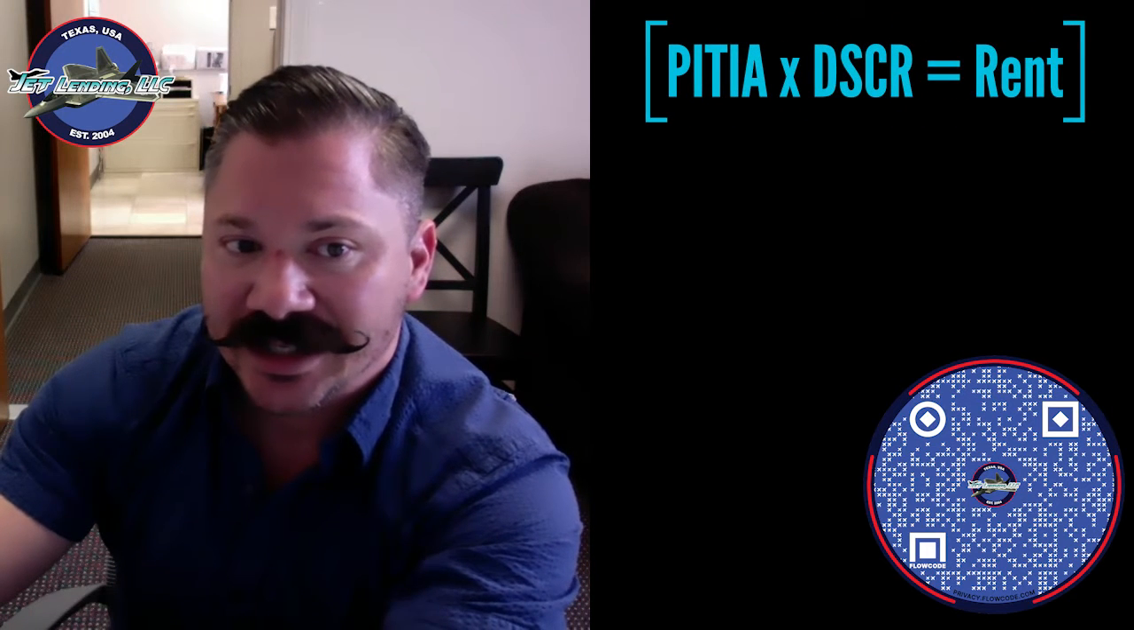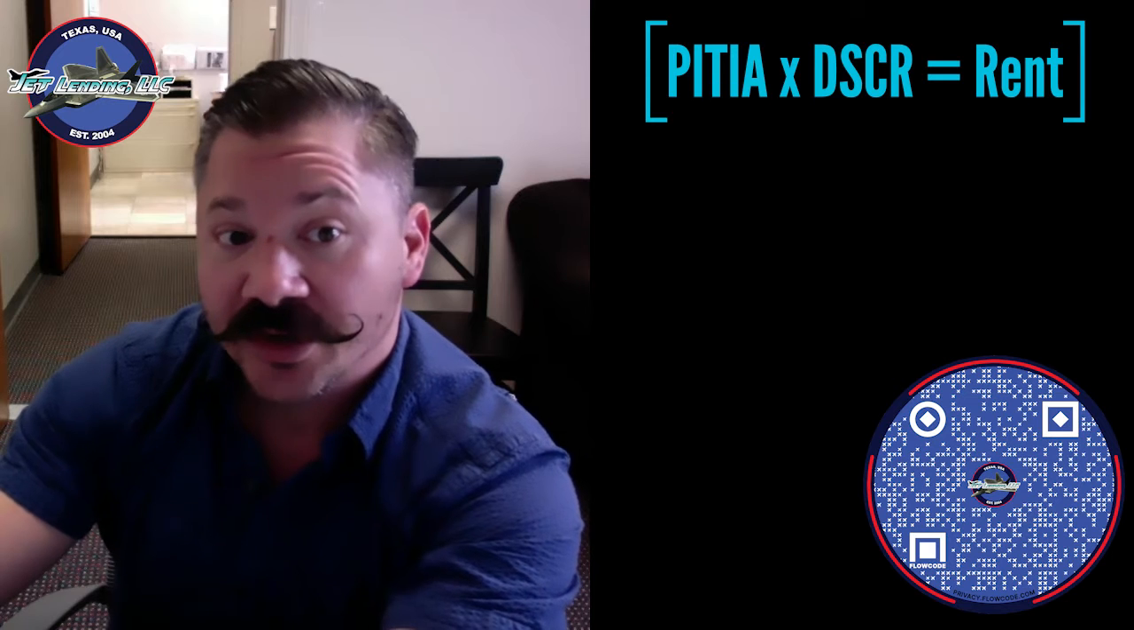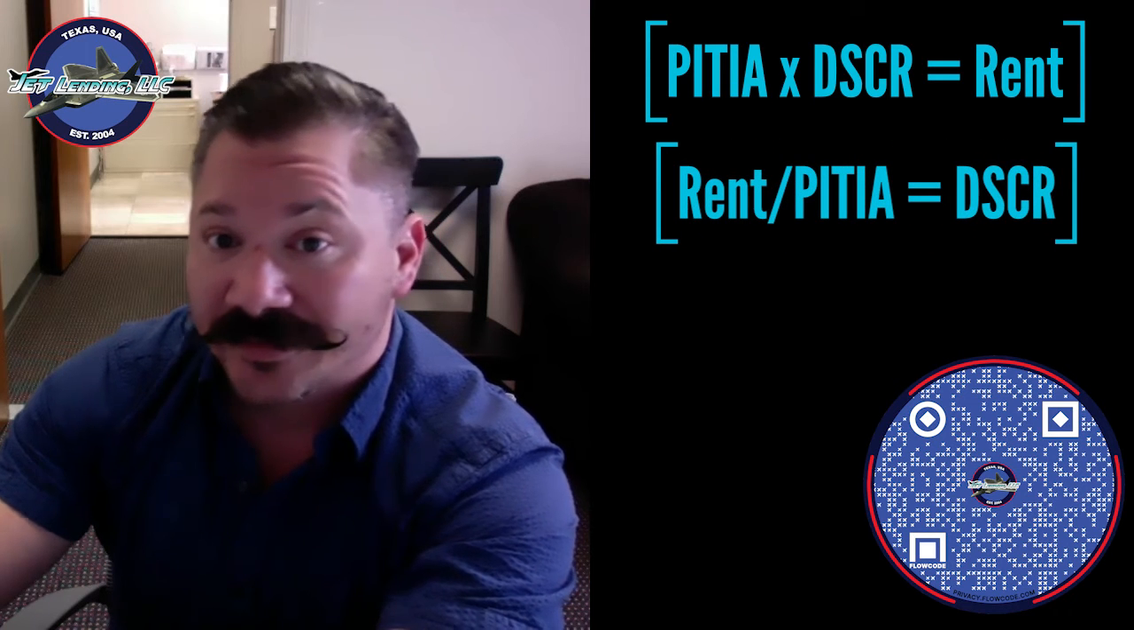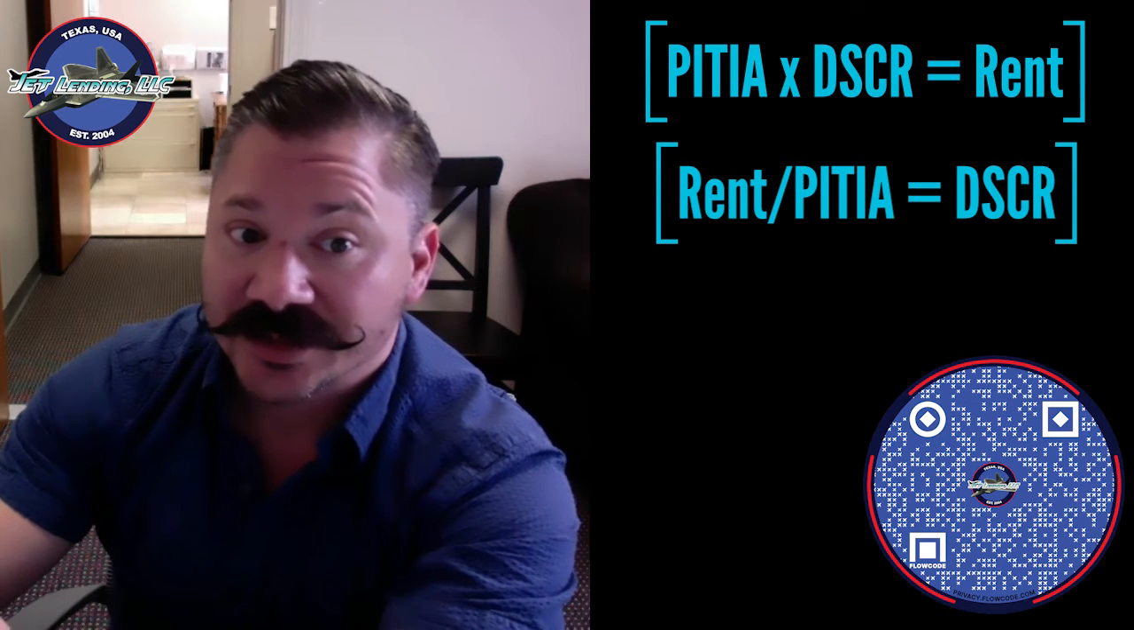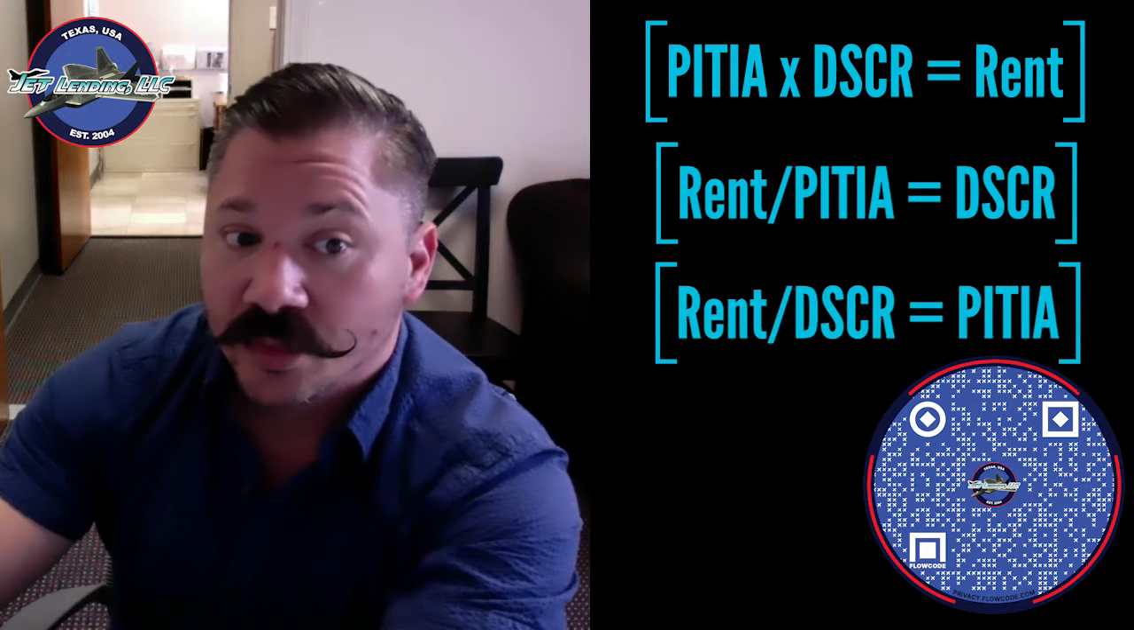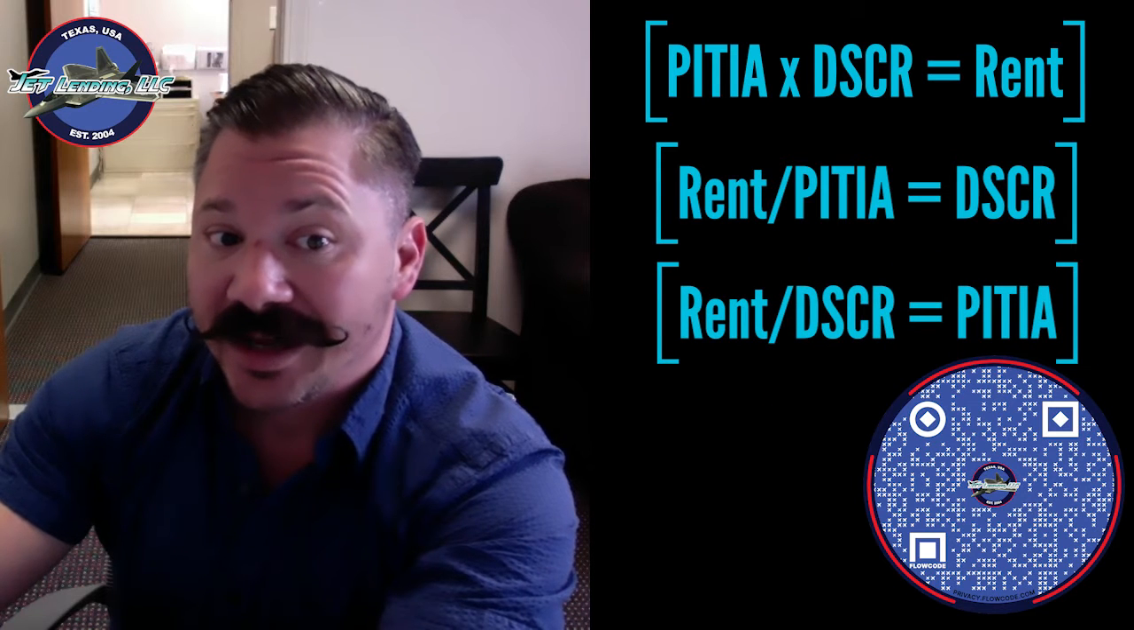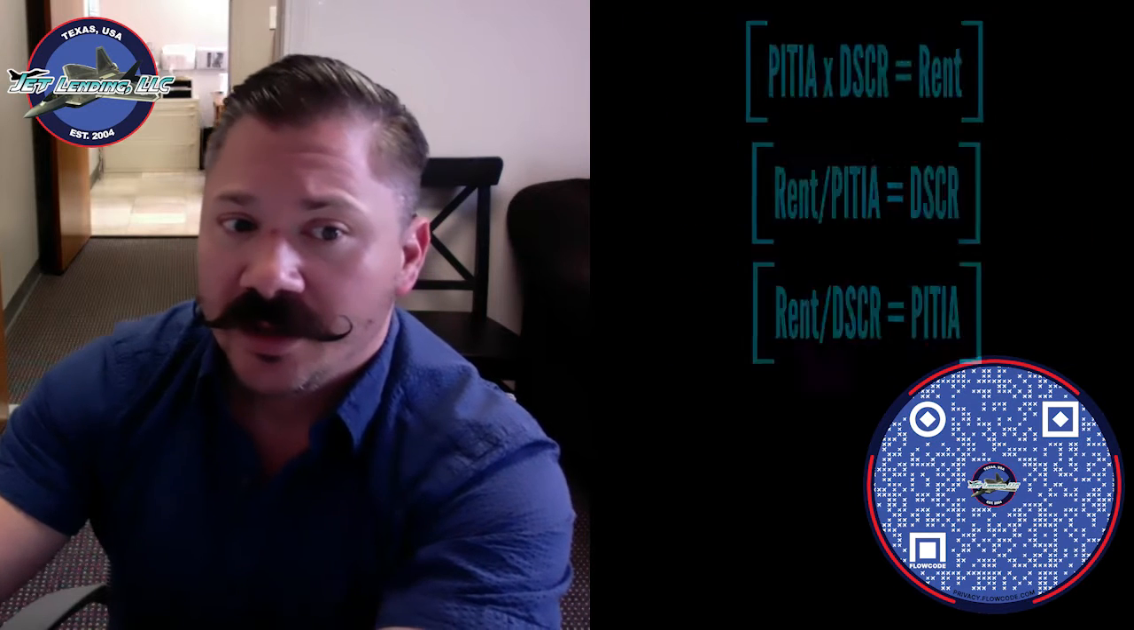Depending on the variable you're trying to find, we can use this simple equation: PITIA times DSCR equals rent, to find the rent you need. Rent divided by PITIA equals the DSCR you'd need. Rent divided by DSCR equals the PITIA that you'd need.